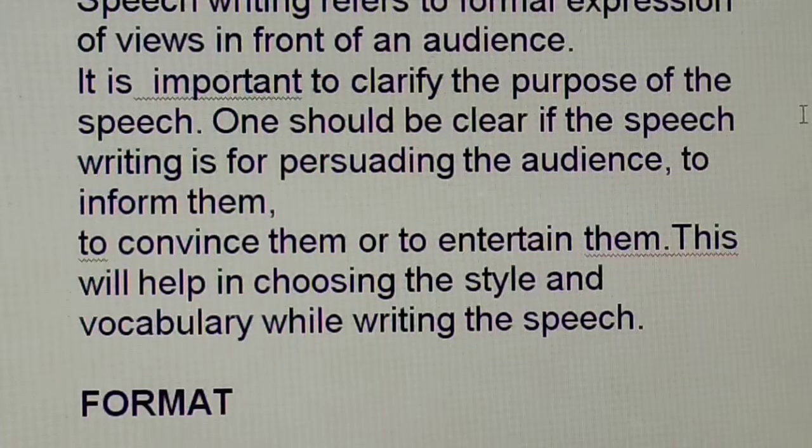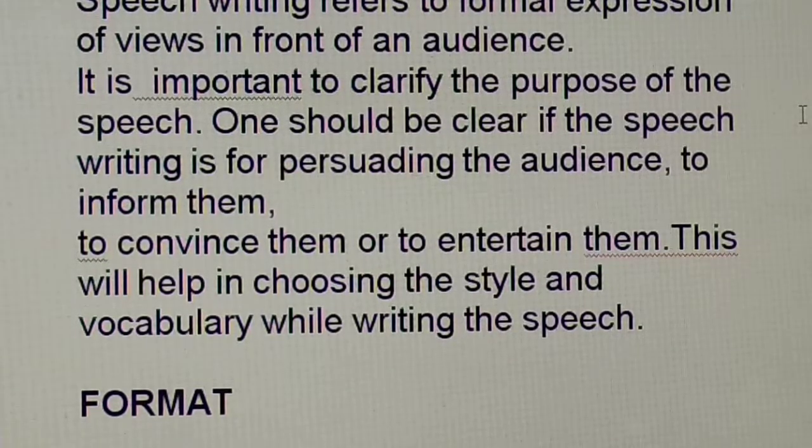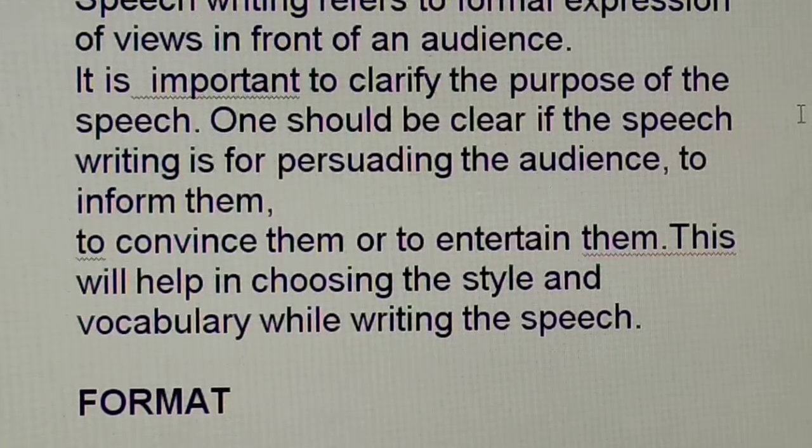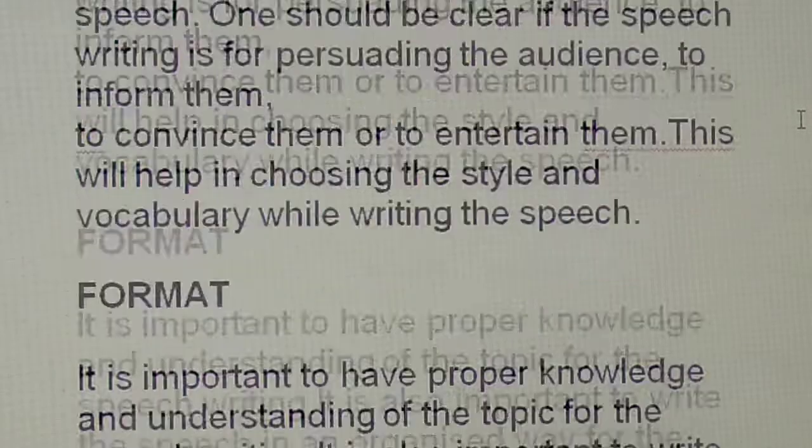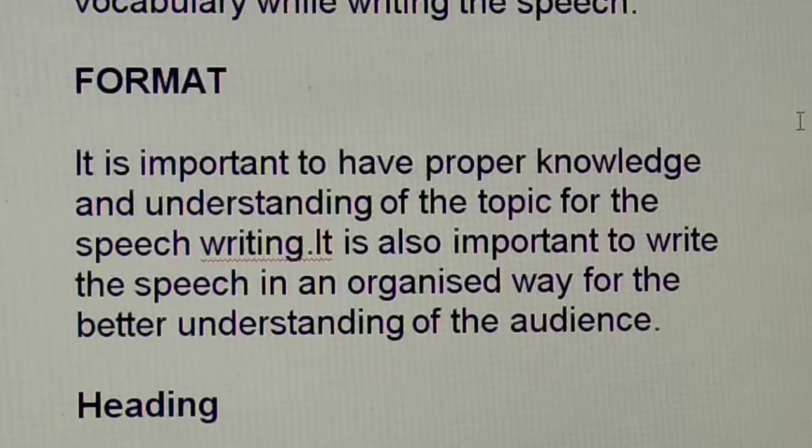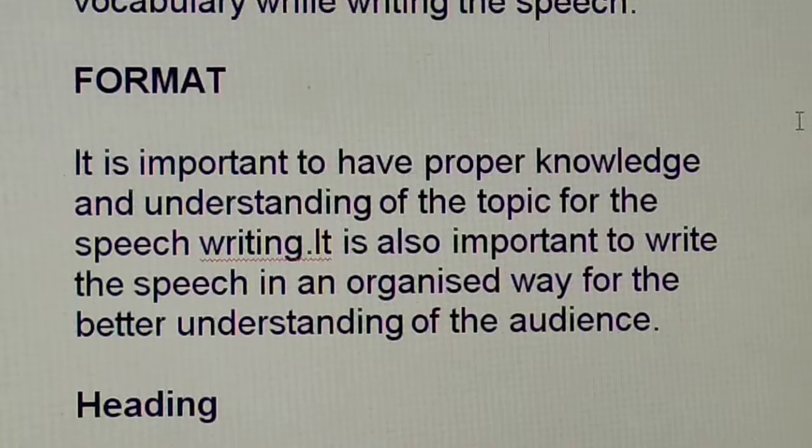It is important to clarify what the purpose of the speech is. One should be clear if the speech is for persuading the audience. Persuading means convincing them, to inform them, or to entertain them. That is what is the purpose of your speech. This will help in choosing the style and vocabulary. Vocabulary is the choice of words while writing the speech. So the format. It is important to have proper knowledge and understanding of the topic for the speech writing.